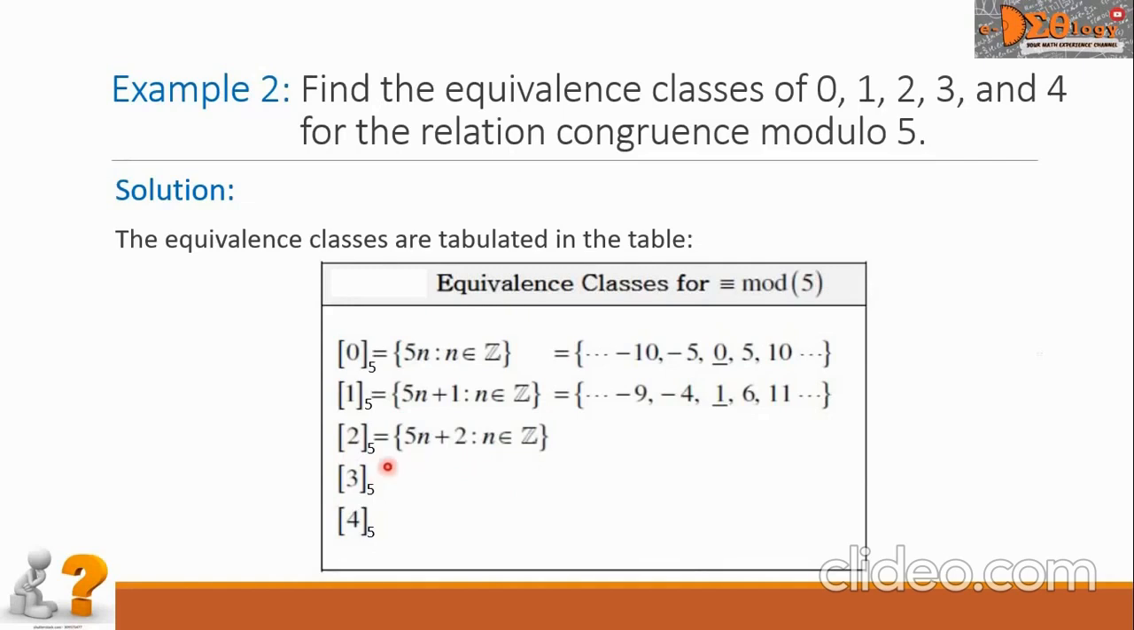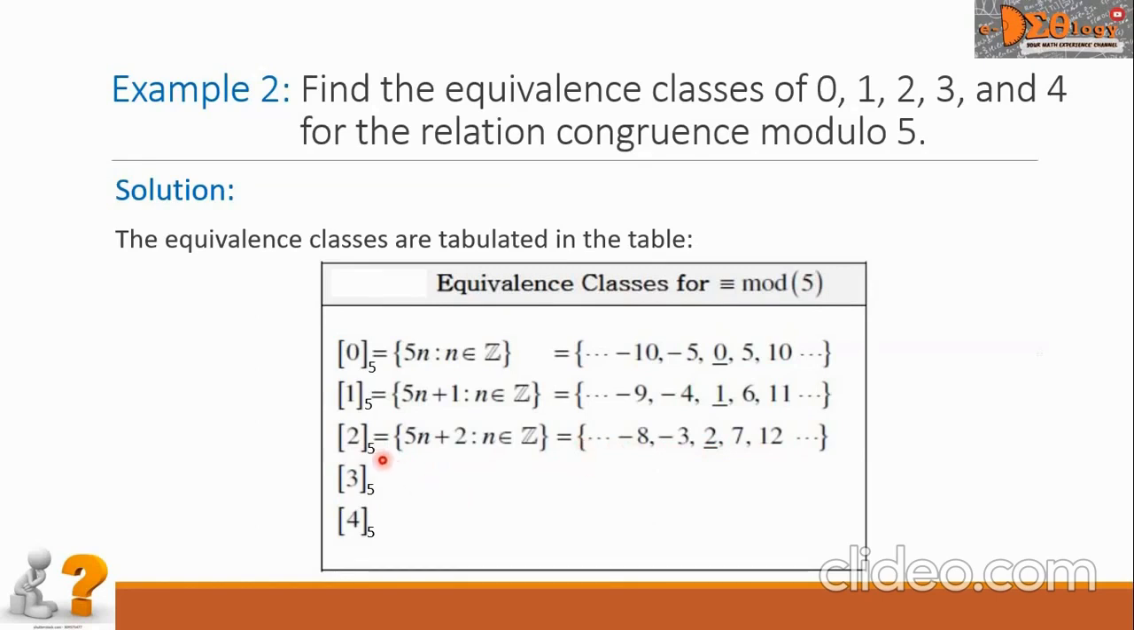The elements of this equivalence class are here, starting with the number 2 itself. So 2 plus 5 is 7. 7 plus 5 is 12, and so on. On the left side of 2, the element is 2 minus 5. That's why this is negative 3. Negative 3 minus 5 is negative 8, and so on.